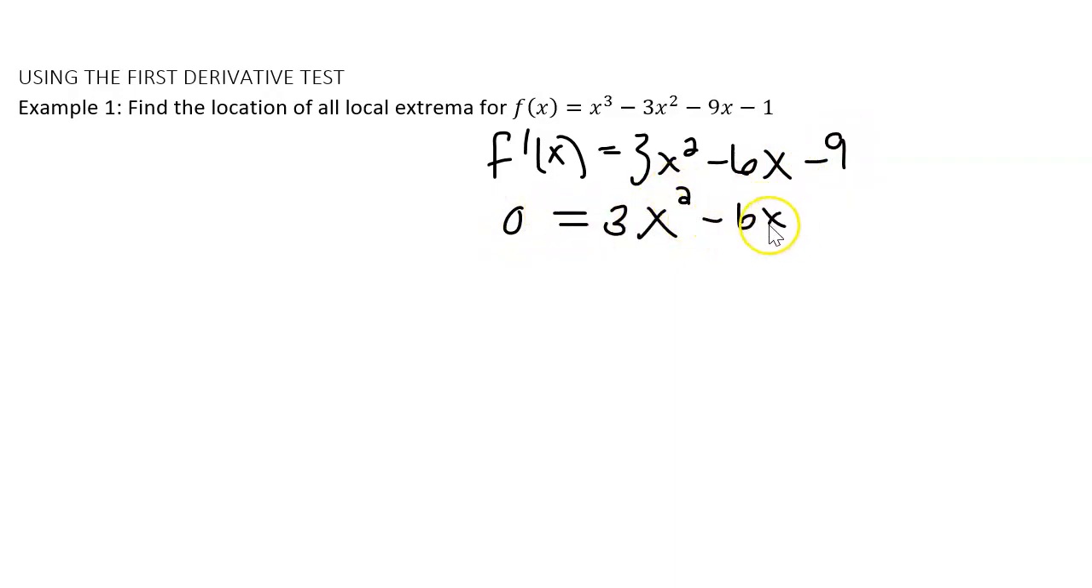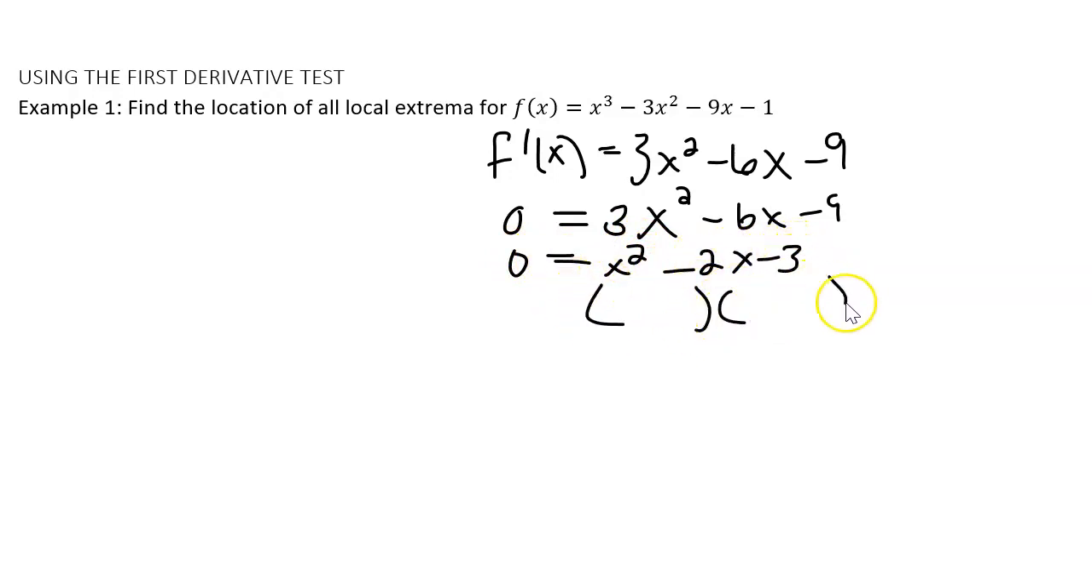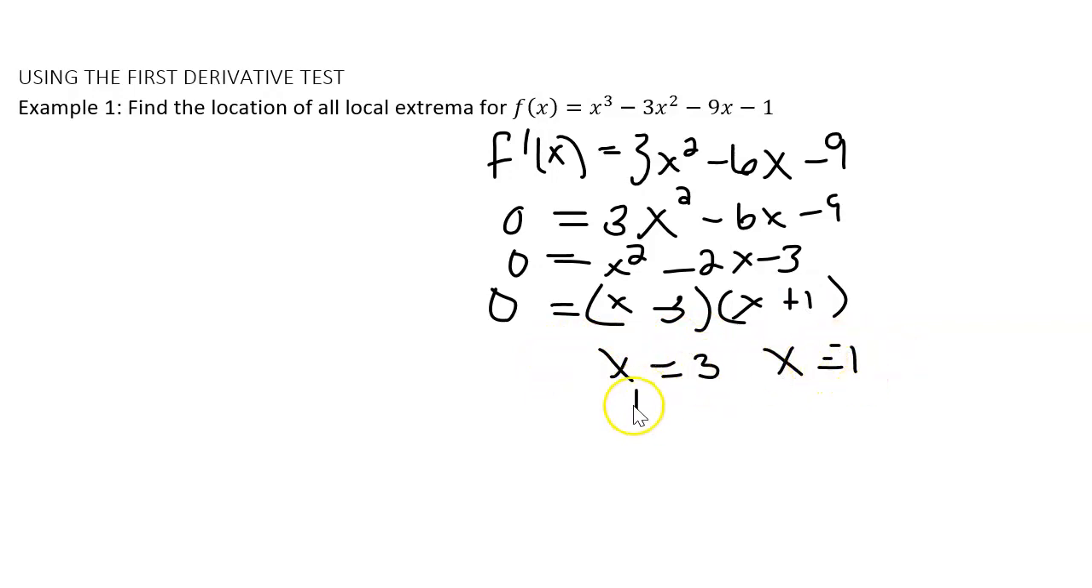Because all of these terms have a factor of 3, I can divide everything in the equation by 3, including the 0. Then I'm going to factor this quadratic by looking for numbers that multiply to be -3 and add to be -2. This leaves me with two potential critical values, one at +3 and one at -1. We'll call this maybe C1, and this maybe C2.